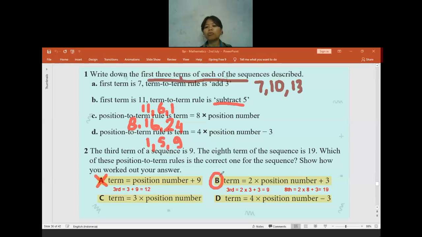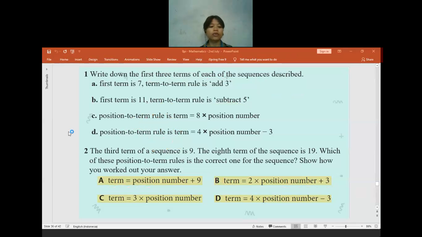Is there anyone who is confused, or maybe I talk too fast and you think I need to slow down? No question? Okay. If no one has a question, I'll move to the next question. Really no question? Okay. Let us move to question 3.